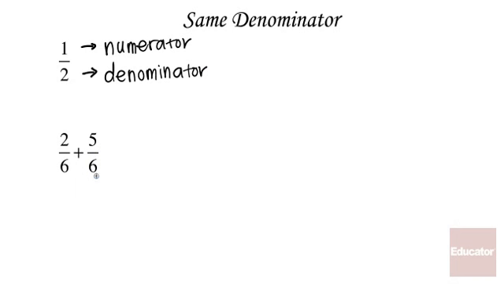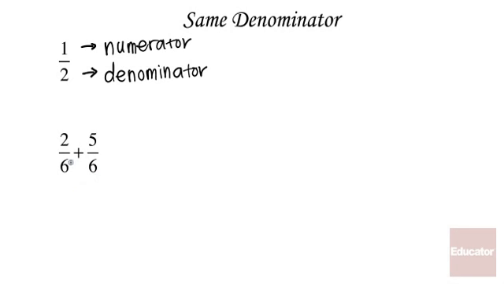Now, when we add fractions, I have 2 over 6 plus 5 over 6. I'm adding two fractions together. Let's look at their denominators. The denominator for this fraction is a 6. The denominator for this fraction is a 6. So, once the denominators are the same, now they have a common denominator, then I can add the fractions.